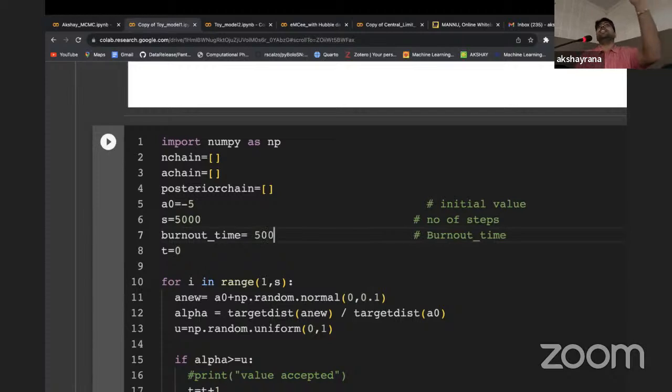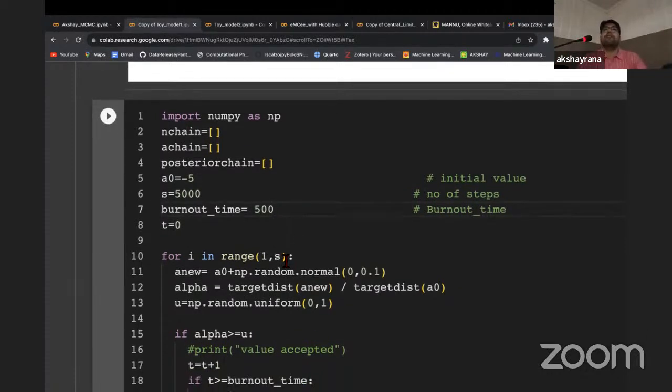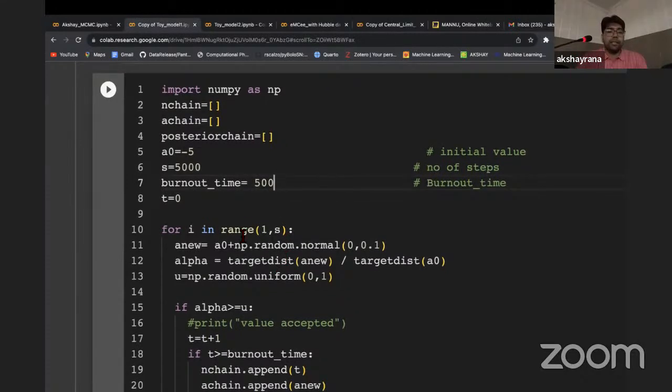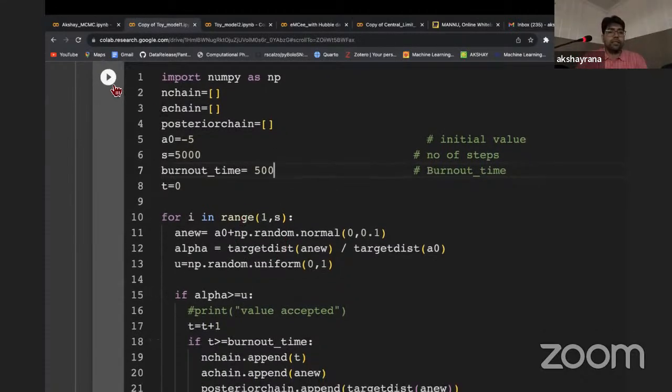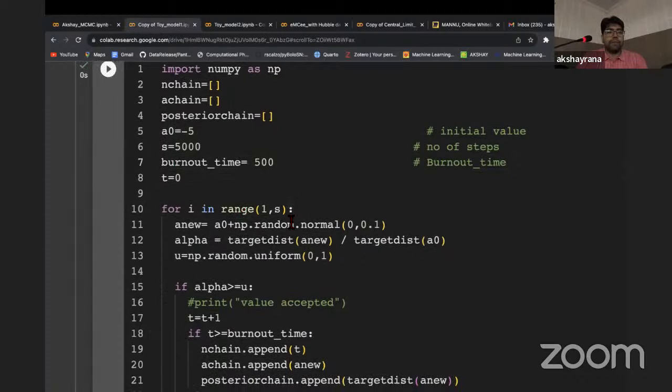I am saying the initial 500 points. Those are the points which I am utilizing just to move from the initial point to that particular region of my interest. So I am getting rid of these 500 points. When I'll be creating a chain, I'll not store those initial 500 points in my data. I'll not use them for my analysis. And I'll just run the program for this one.